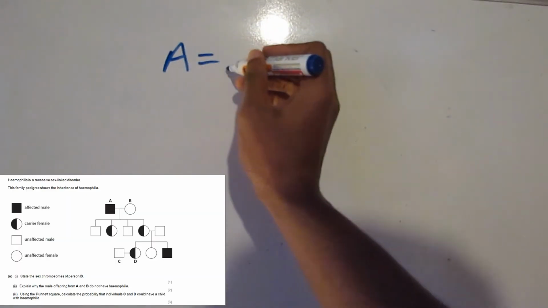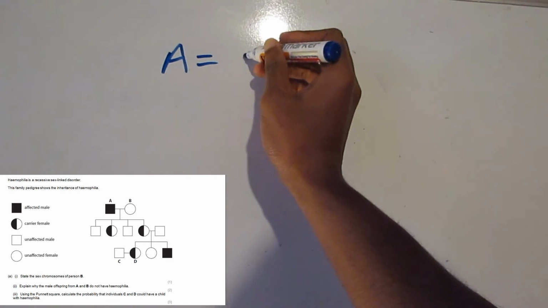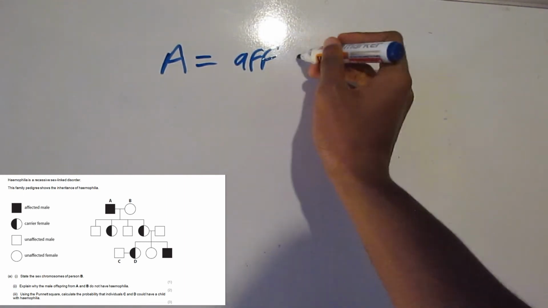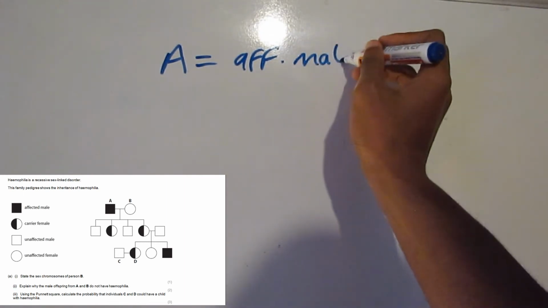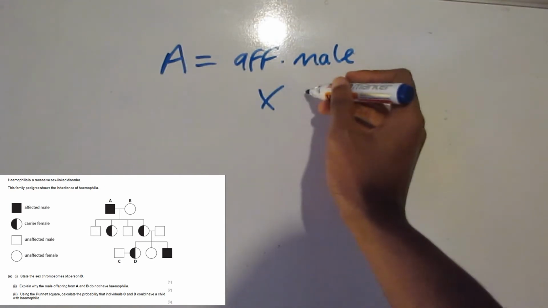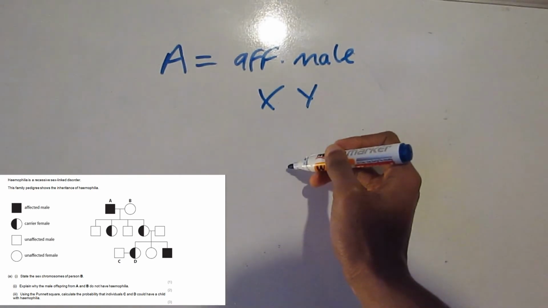So for this exam question, we've got a pedigree diagram, which you may be familiar with in GCSE. So the key is given to us on the left-hand side. It tells us the situations for all parents and all offspring. So the first question is asking us to state the sex chromosomes of person B.